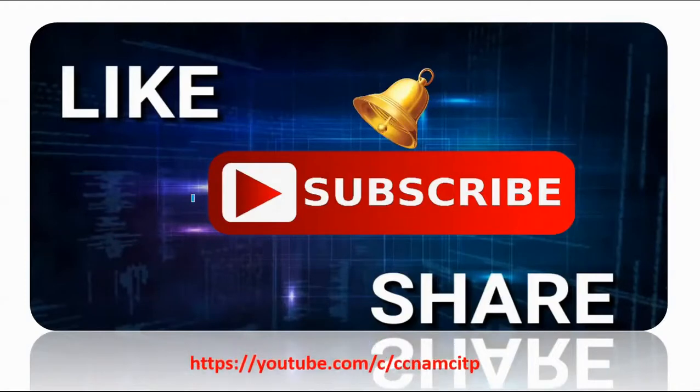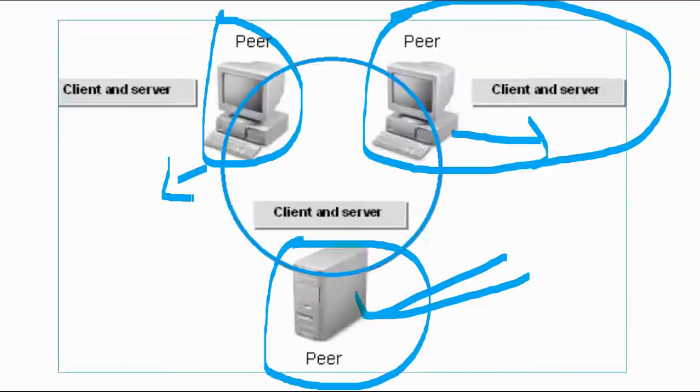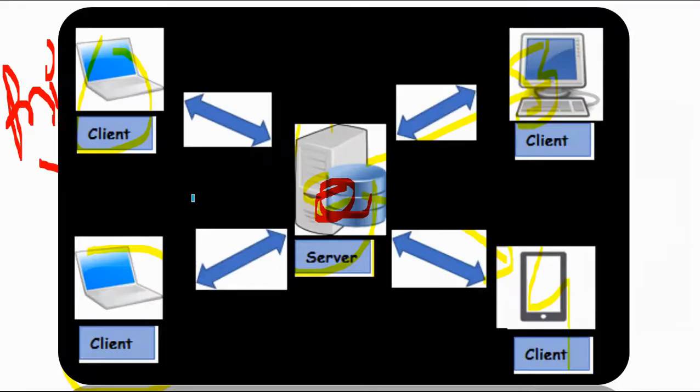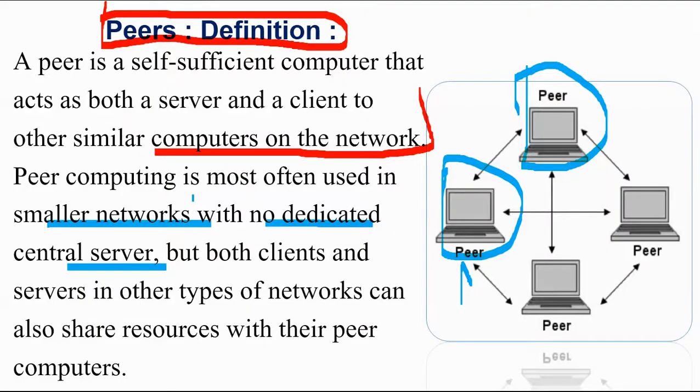And once again I will repeat, client is nothing but a network computer which utilizes or uses the resources of the network or resources which are available on another computer or server on the network. And peers are nothing but self-sufficient computers which can act as a client as well as server. Very simple. I have differentiated both things here, and I'm sure it is very clear.